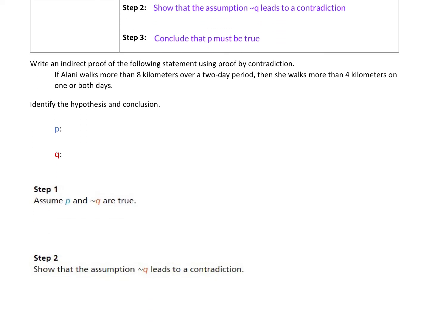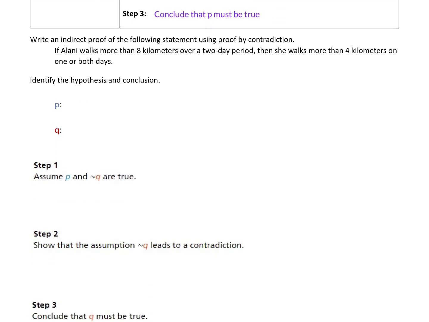All right, we're going to write an indirect proof of the following statement using proof by contradiction. If Alani walks more than 8 kilometers over a 2-day period, then she walks more than 4 kilometers on one or both days. Let's start by identifying the hypothesis and the conclusion. So the hypothesis is the if. That's the if Alani walks more than 8 kilometers over a 2-day period. So we've got our hypothesis. Maybe I'll use blue to match the blue.